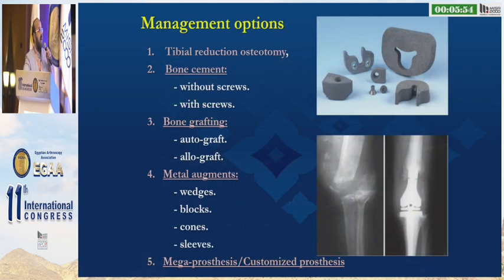Management options: tibia reduction osteotomy, and you can fill the defects by bone cement or bone grafting or different sorts and kinds of metal augments. And in this special situation, with massive soft tissue and bone loss, you can use tumor prosthesis.